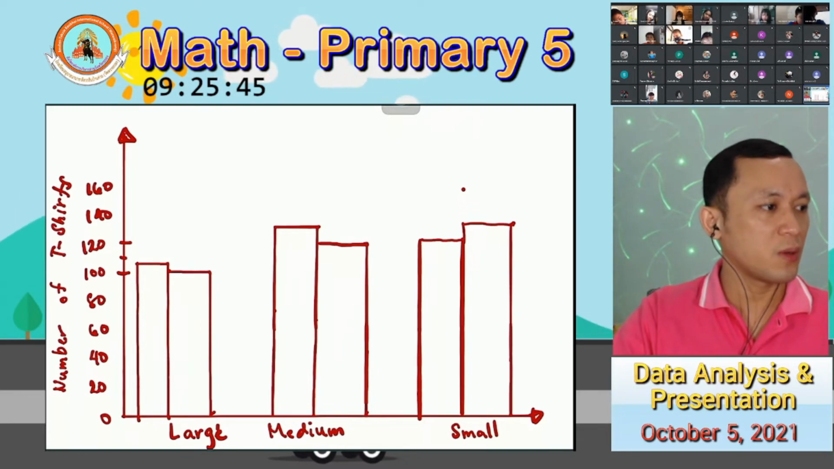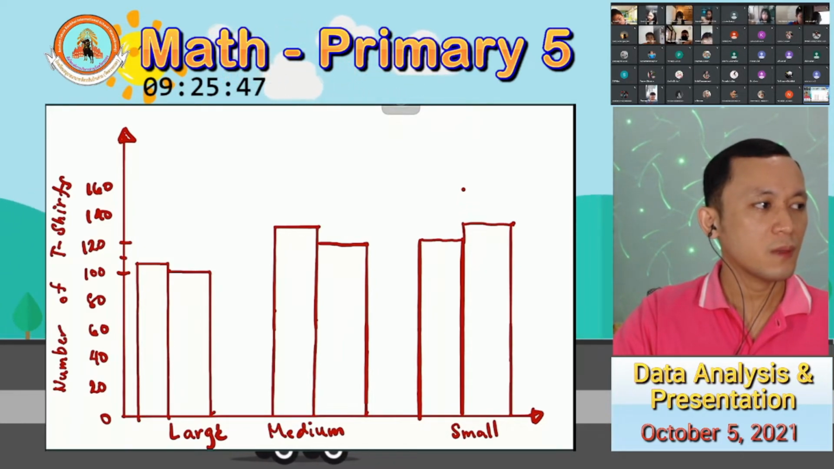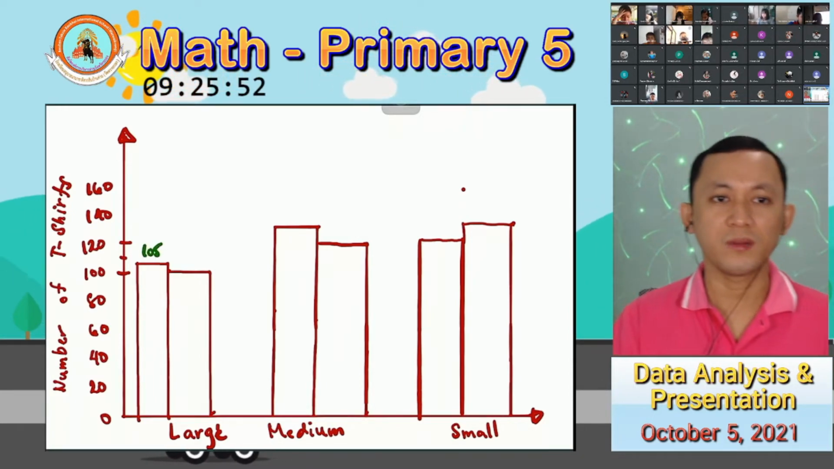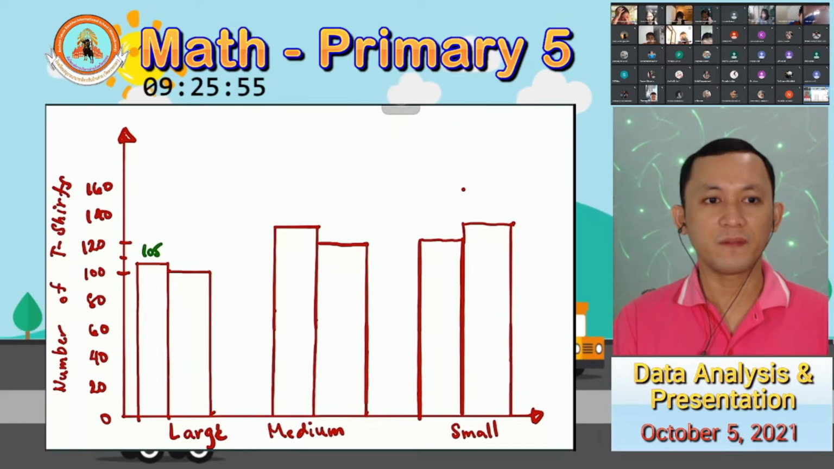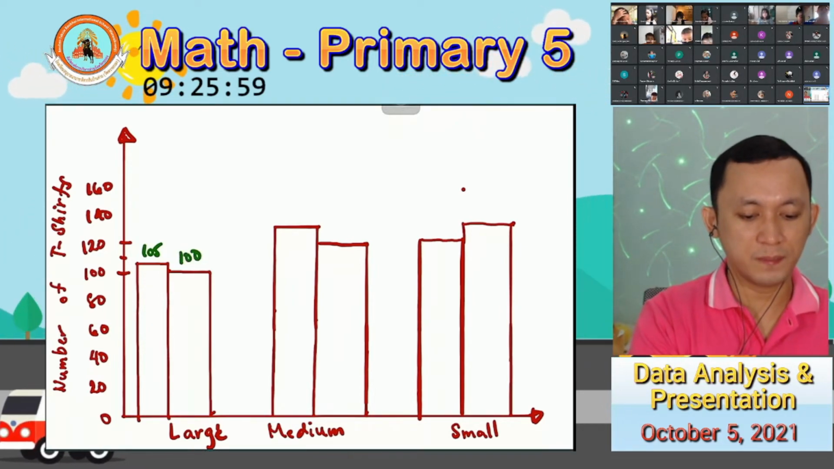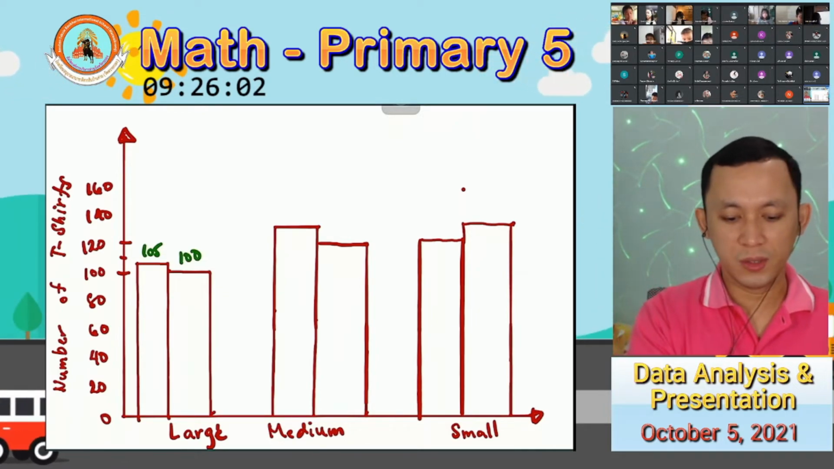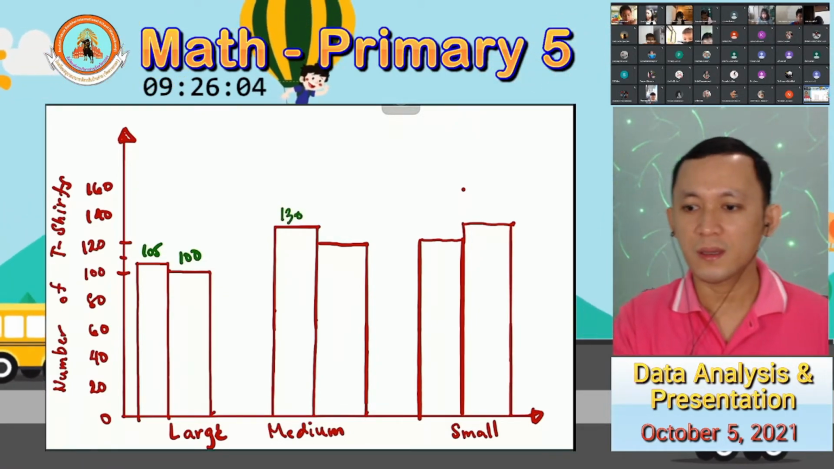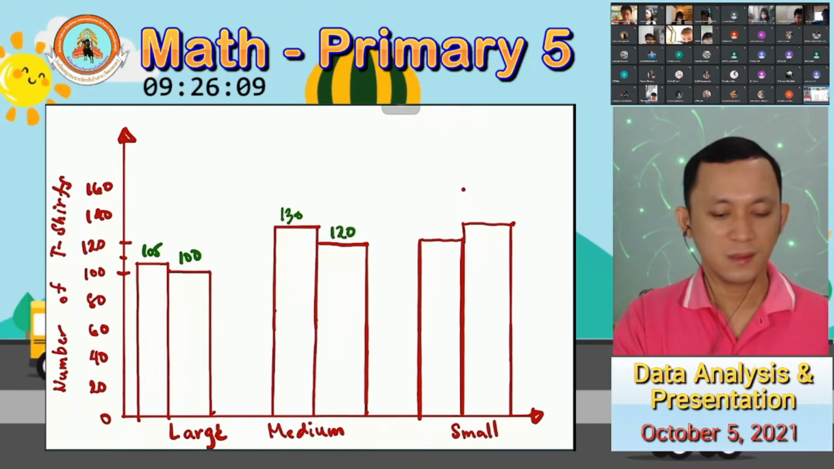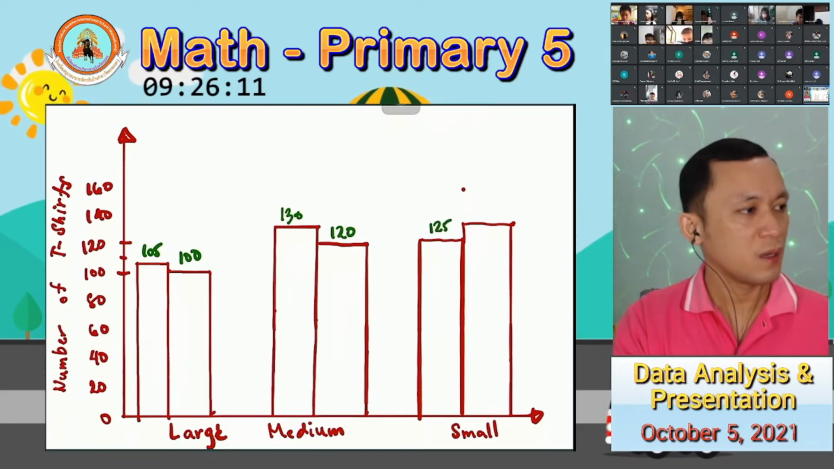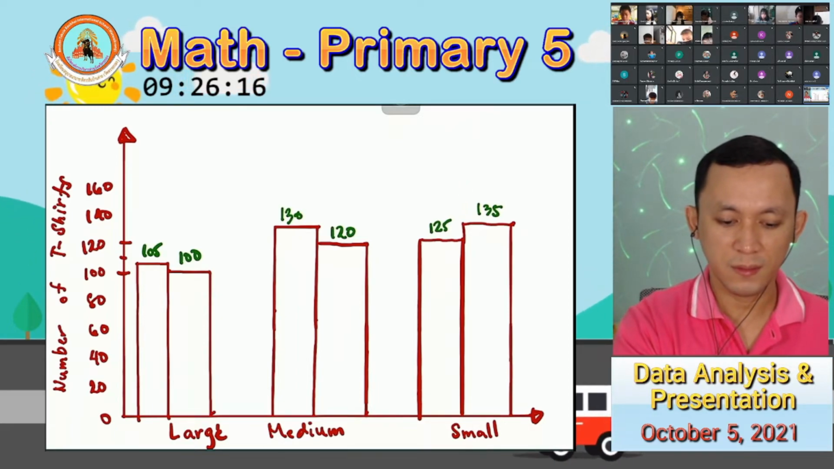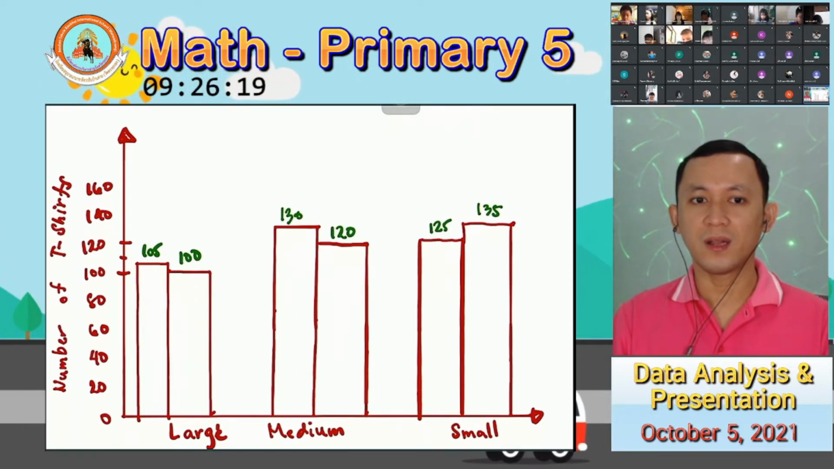So for example, we have large, we have 105. Okay, you can write at the top of the bars. We have Sunday is 100. Medium, we have 130. And then we have 120, 125. And we have 135.